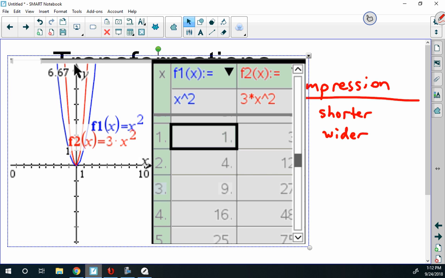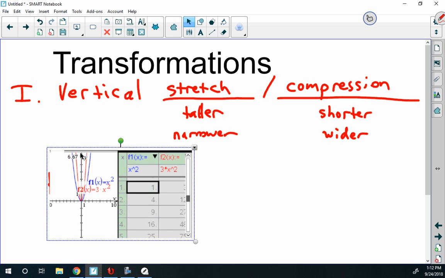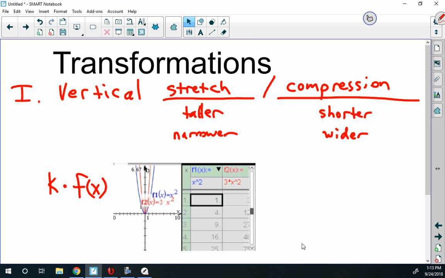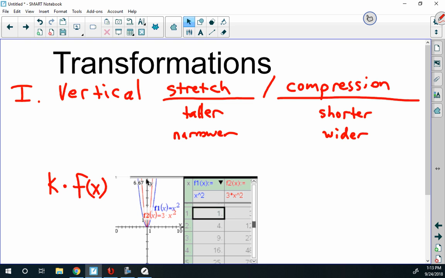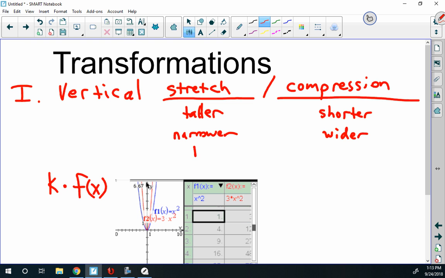So what I want you to notice is how the y values compare in that stretch. The one y value is 1, the other is 3, then 4 and 12, and then 9 and 27. Do you see how those y values are tripling? So these vertical stretches happen when our K value is a certain size. How big do you think K has to be in order to stretch something out? Greater than 1, nice. When our K value is bigger than 1, that's when we have one of these vertical stretches.